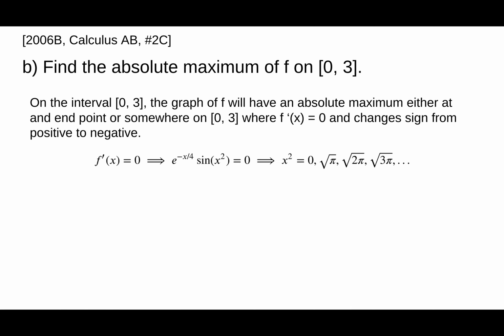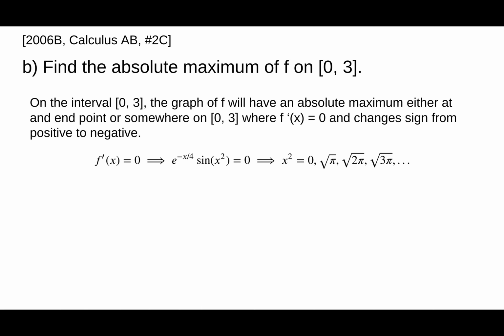Well, if I need f prime of x to equal 0, and I know that f prime of x is e to the negative x over 4 times sine of x squared, that's only going to be 0 when either e to the negative x over 4 is 0, which is never going to happen because the range of e to the x is all positive numbers, or when sine of x squared is equal to 0.